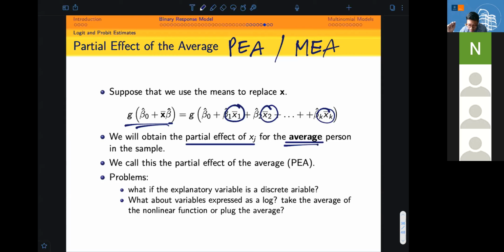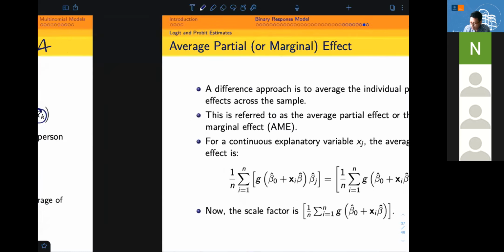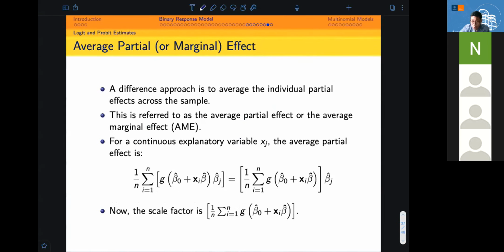However, in a lot of settings, particularly if you're using microdata, more likely you're going to use discrete variables in the analysis. Given that, it's going to be relatively difficult to interpret using the marginal effects of the average. So what is the alternative? Well, the alternative is to use what's called the average partial effect or the average marginal effect, the APE.